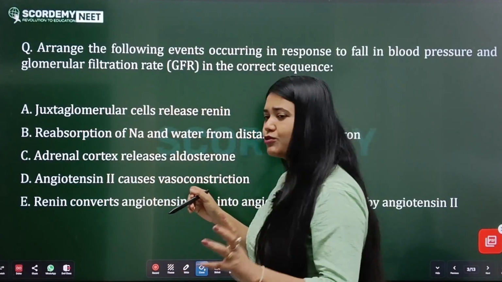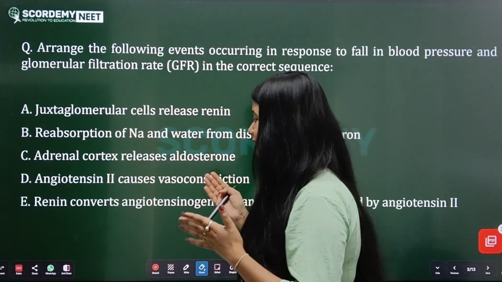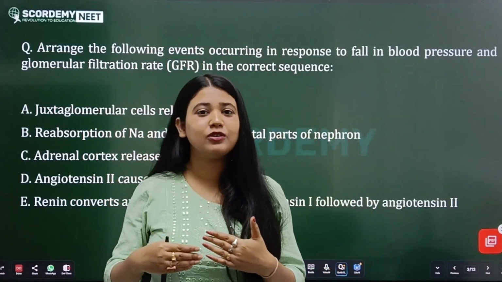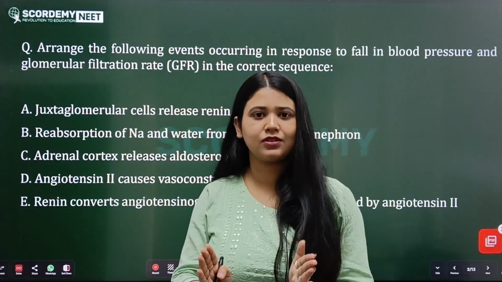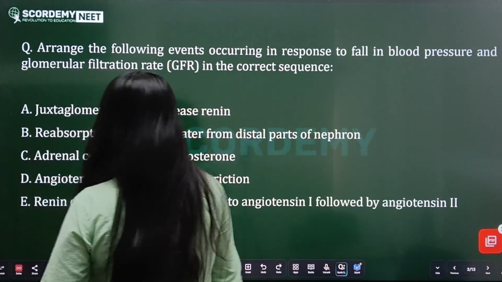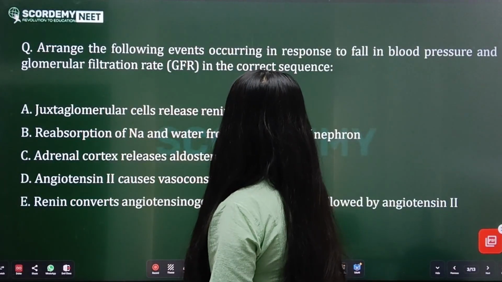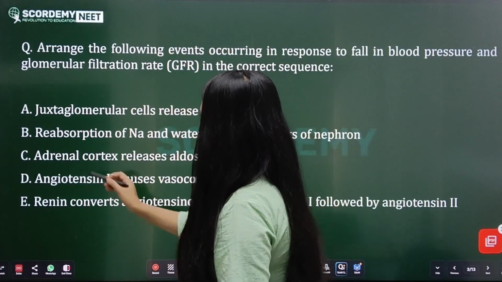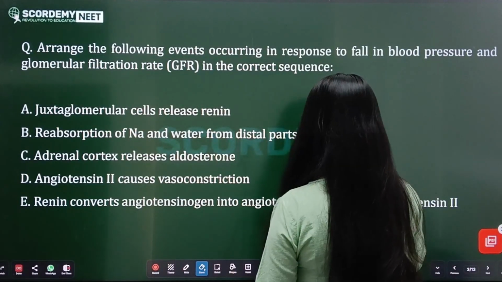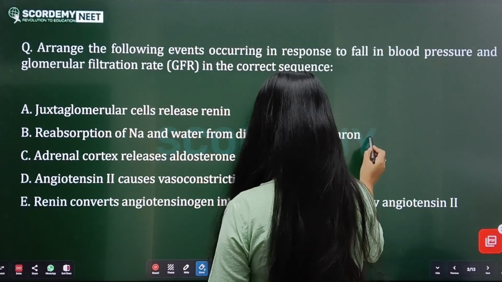These kind of questions are usually easy questions, okay? They give this long sentence only to make the students panic. But please students, do not panic. Read the sentences properly. What is statement A? Juxtaglomerular cells release renin. Then statement B: reabsorption of sodium and water from distal parts of nephron. Okay.